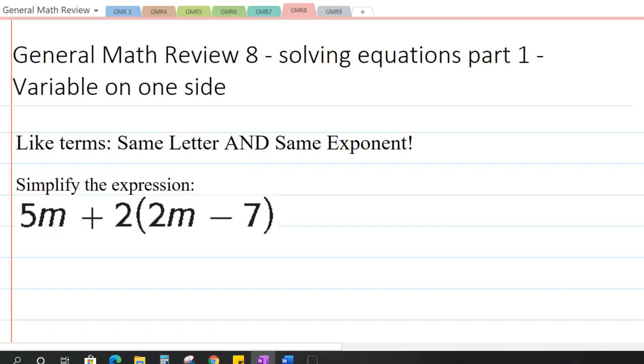Today we're going to cover solving equations part 1, with the variable only on one side of the equation. Before we get into that, let's take a look at like terms. Like terms have both the same letter and the same exponent.